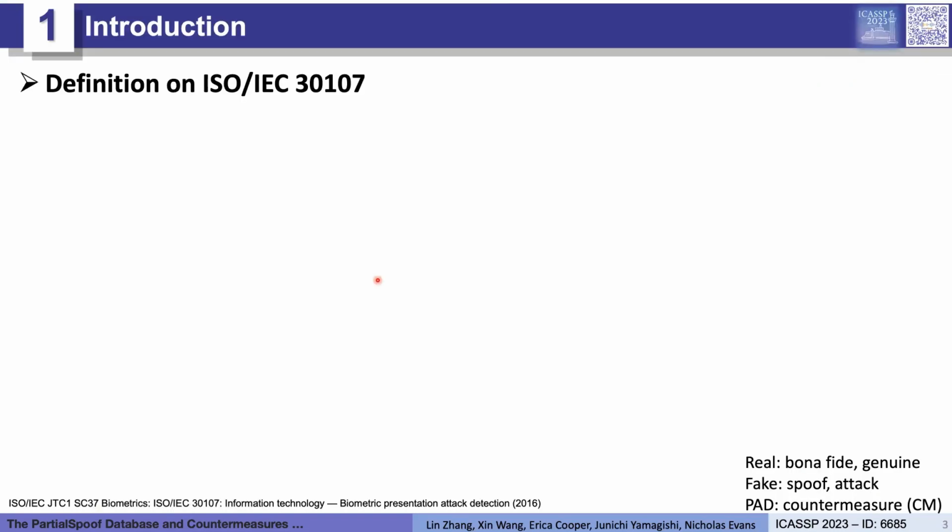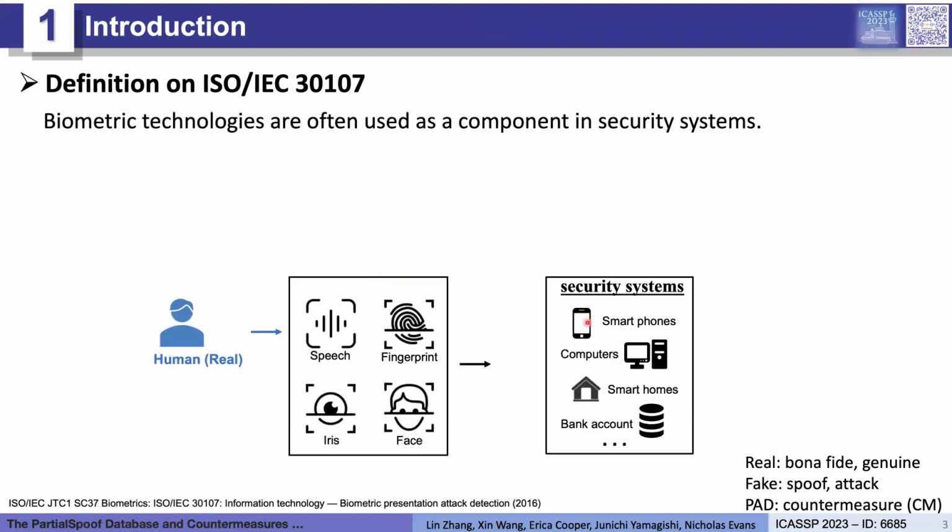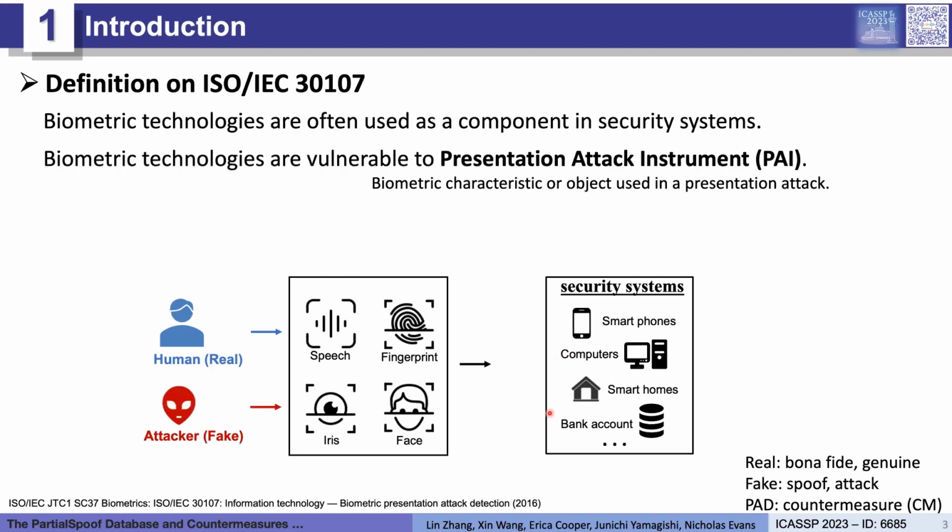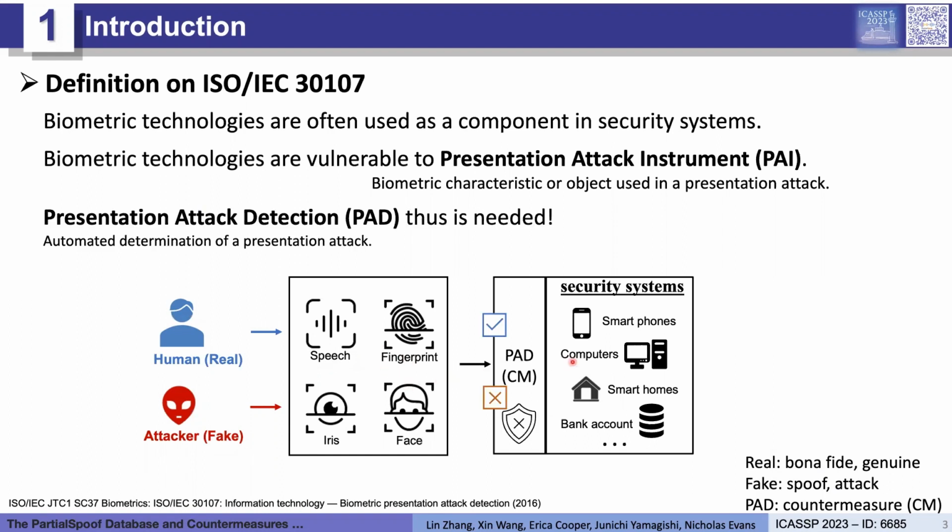As defined in the standard ISO/IEC, biometric technologies are often used as a component in security systems. Humans can use our own biometric traits to unlock those security systems and then get further services. However, those biometric technologies are also vulnerable to presentation attacks. That means the attacker can simulate your voice, fingerprint, or others to unlock those security systems. Thus, presentation attack detection, or countermeasures, are needed.